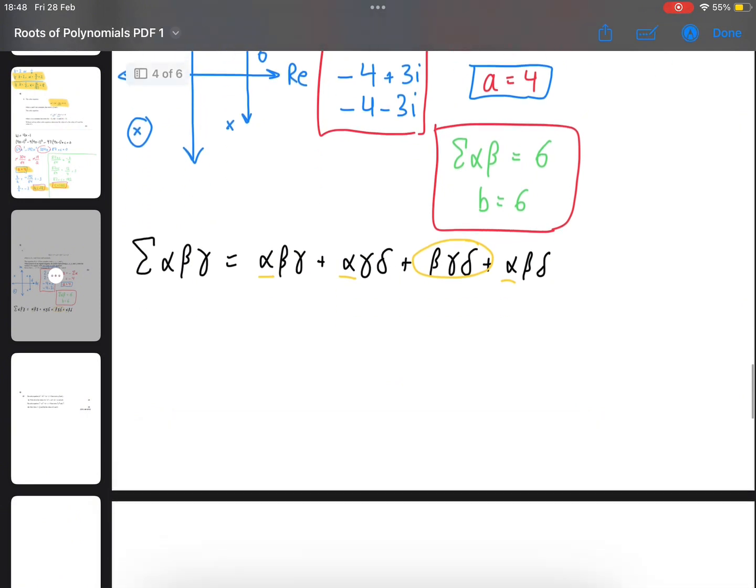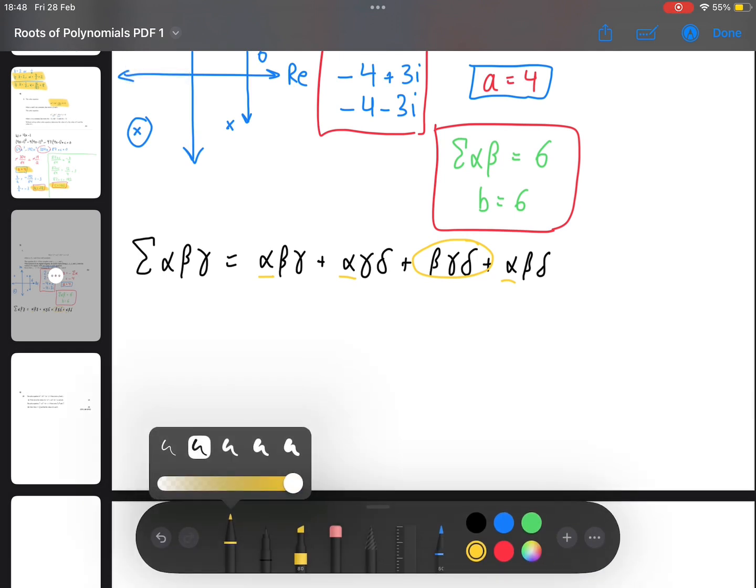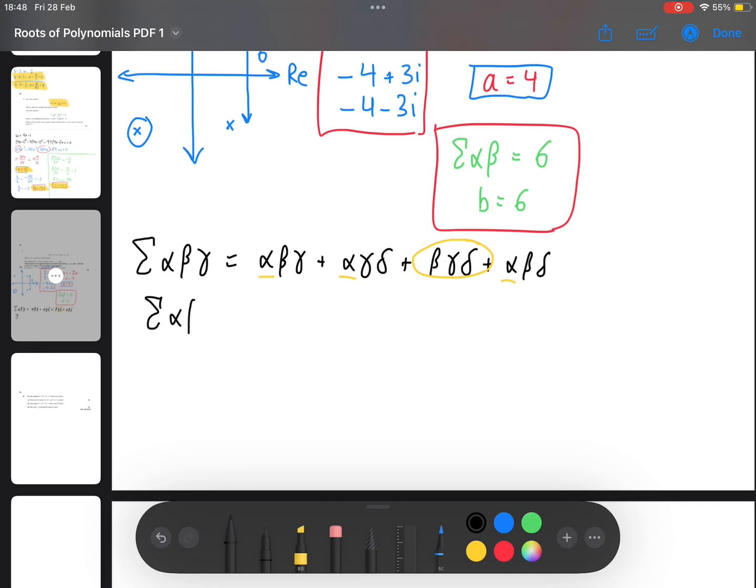So if you substitute into the expression I've just given, then the sum of the alpha, beta, gammas is going to be minus 4, and that means that C is minus the sum of the alpha, beta, gammas, which is 4. So C equals 4.